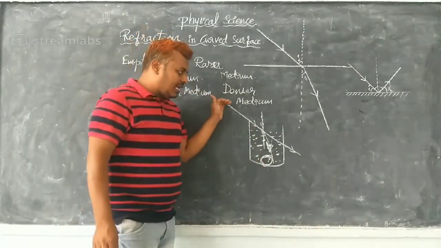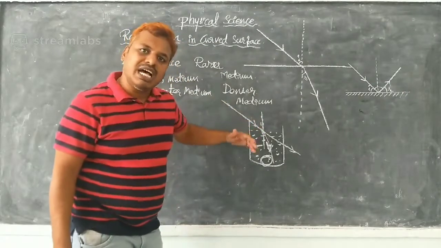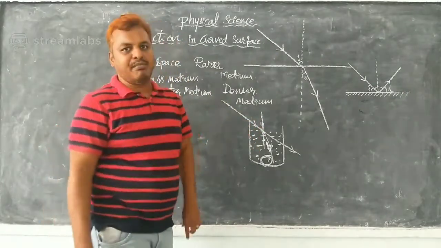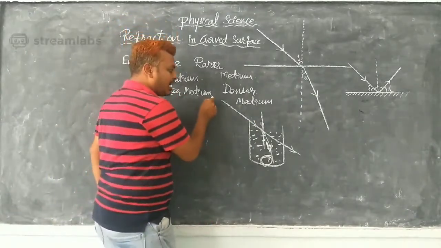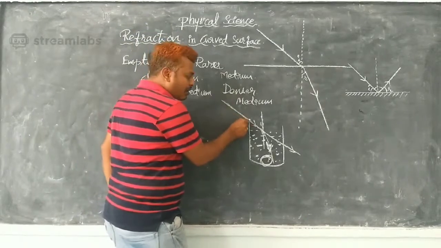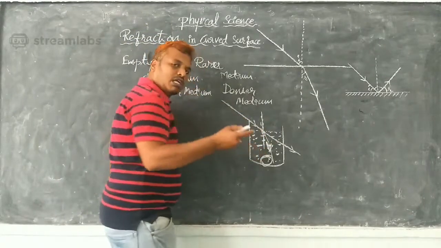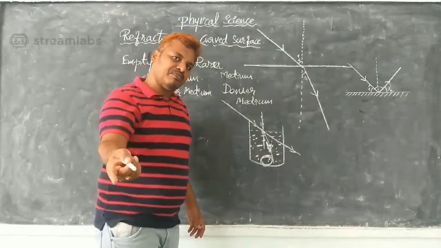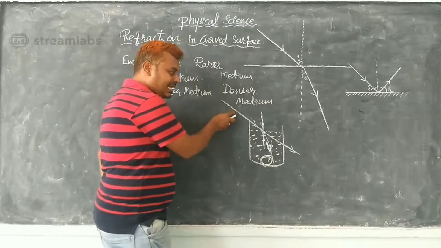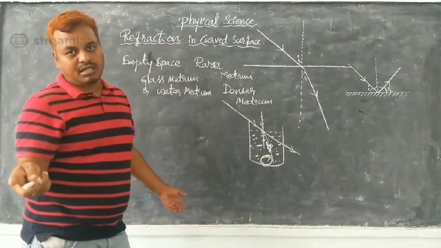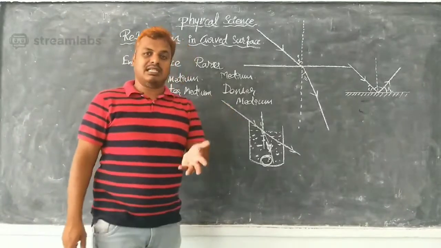So here the light ray's actual path changes due to the change in the material medium. Actually the light ray is coming in the air medium. As soon as it touches the surface of water, it enters into the water medium. Do you agree with me? Now air is less dense than water. Do you agree with me? Yes or not? Yes. So the air medium is less dense.